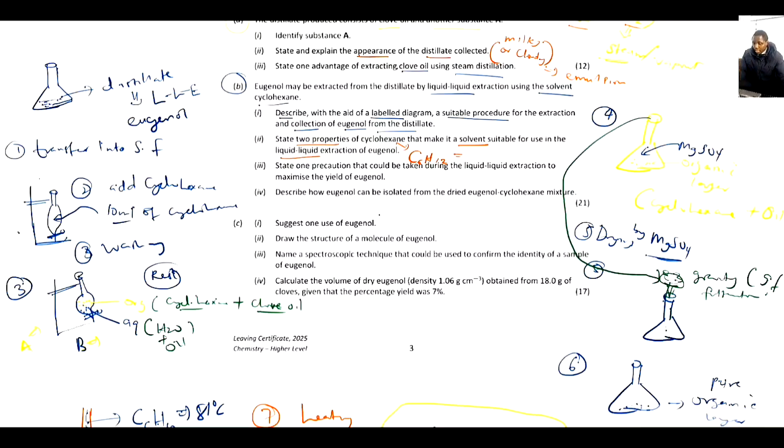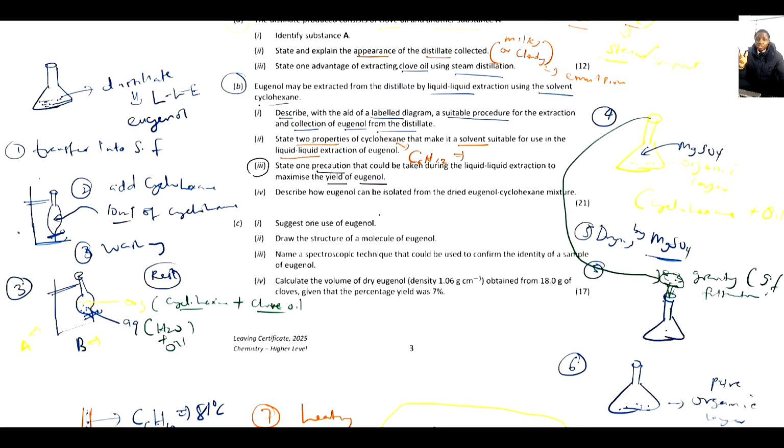So there's that. Now number three is the next aspect. They said state one precaution that could be taken during the liquid extraction to maximize the yield of Eugenol. What are the precautions? Number one, make sure your extraction is done more than once. In fact, the advisable number of extractions should be 3. Carry out more than one extraction to maximize your Eugenol yield. So use a first portion of cyclohexane, use another second portion of cyclohexane.